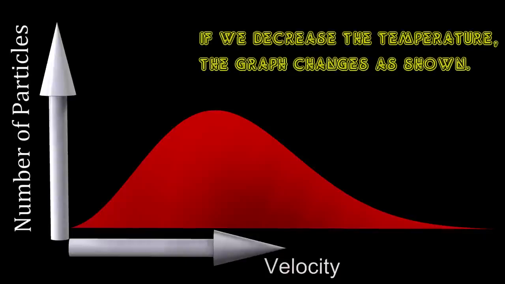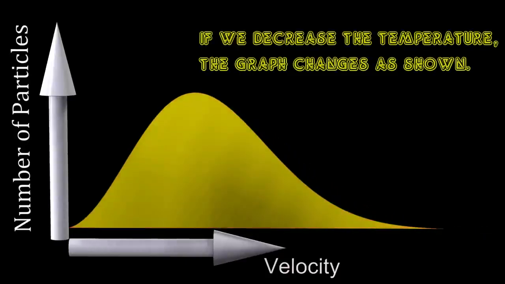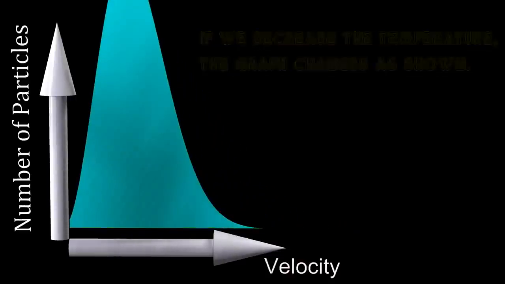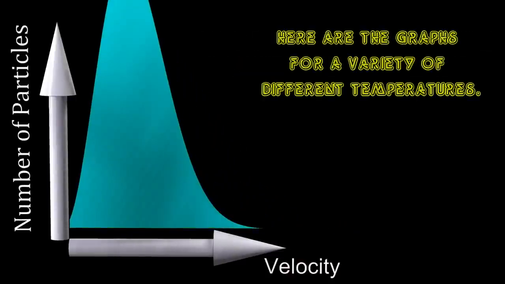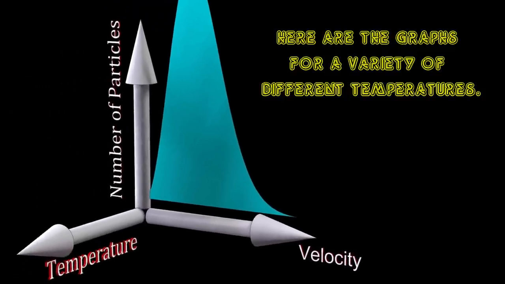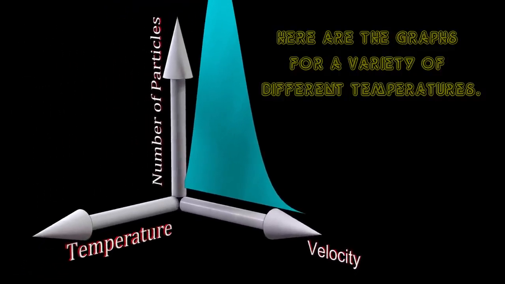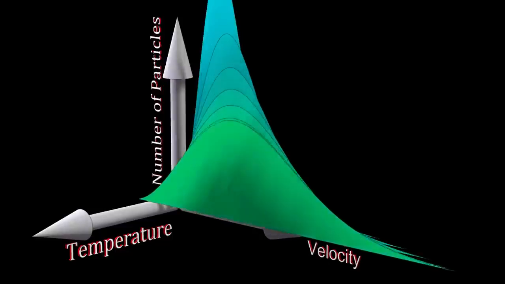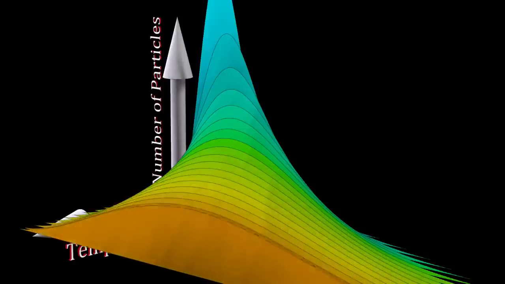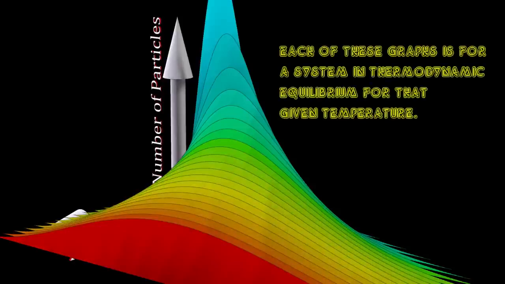If we decrease the temperature, the graph changes as shown. Here are the graphs for a variety of different temperatures. Each of these graphs is for a system in thermodynamic equilibrium for that given temperature.